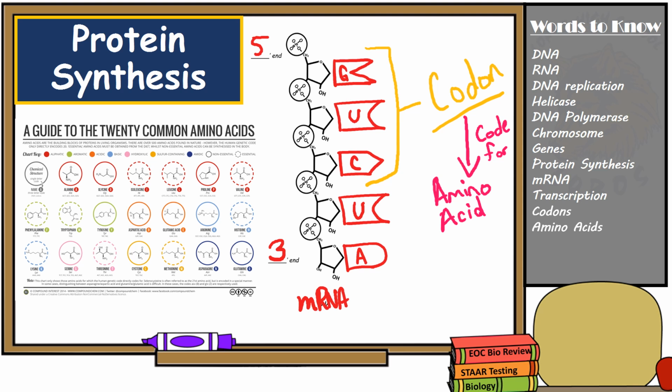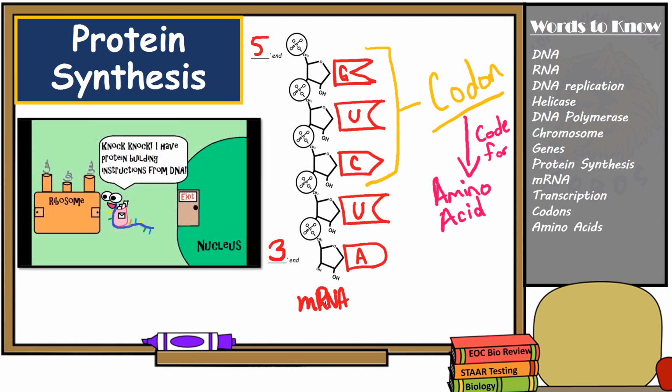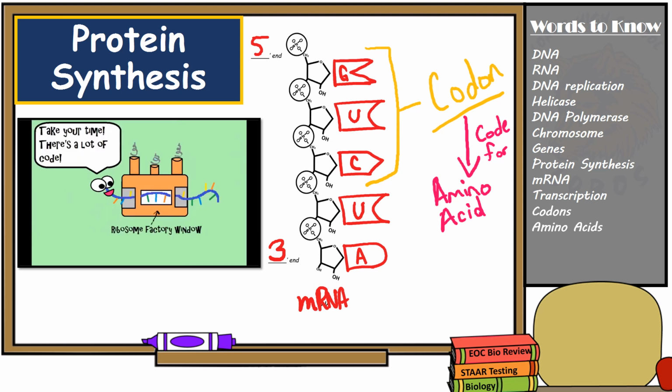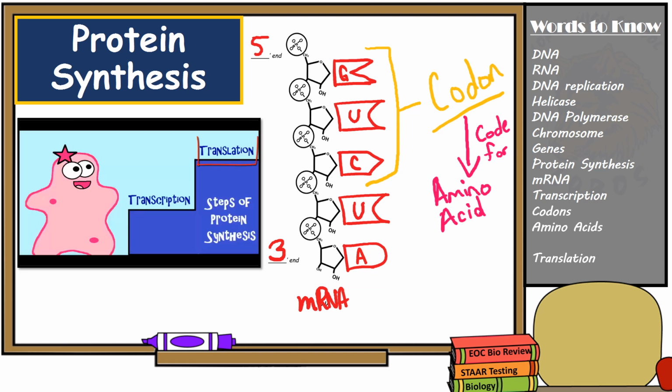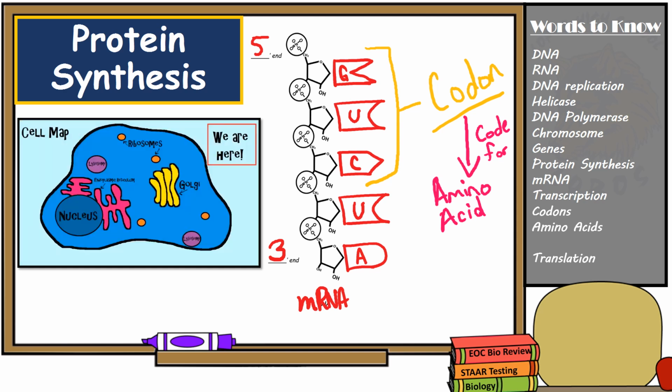Now, during protein synthesis, the cell reads the 3-letter codes along the mRNA in the ribosome where protein production takes place. This leads us to the next stage of protein synthesis, known as translation, in which the codes found in mRNA are translated into amino acid sequences with the help of the ribosome and tRNAs. Now, let's take a closer look at what this would look like.